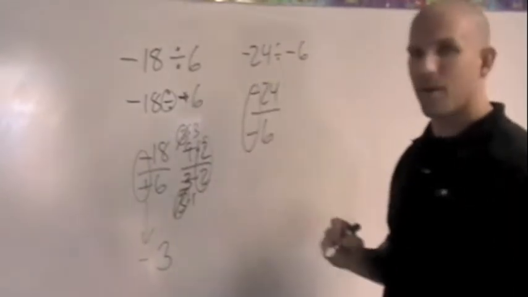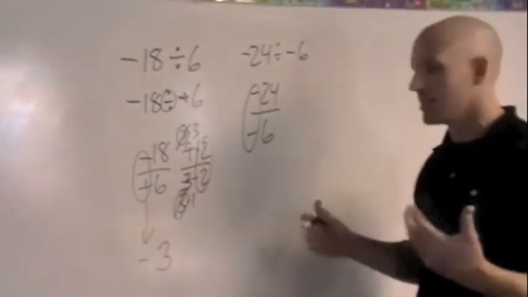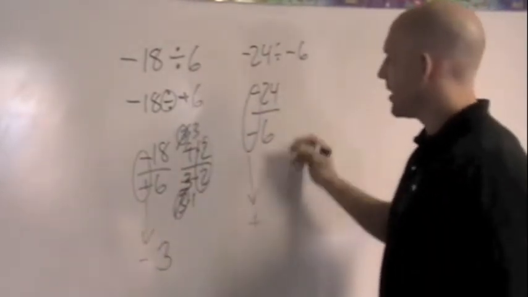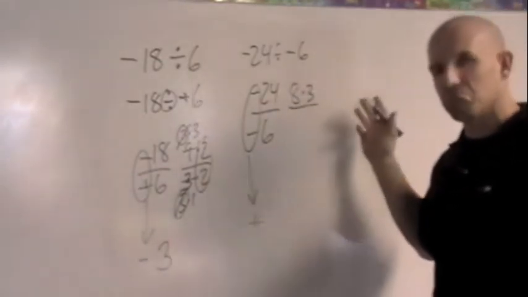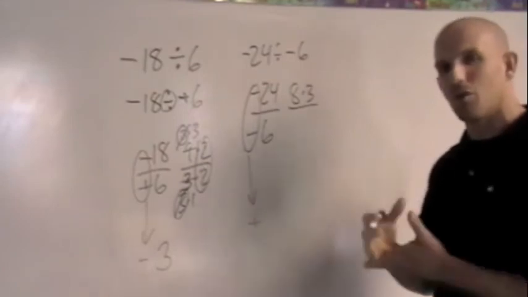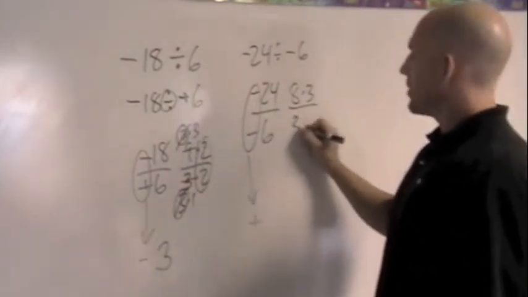I already know one thing about my answer. It's going to be positive. They match. I'm good to go. It's a good day. It's a positive day. Okay? Now, 24 over 6, I could say 8 times 3. Okay? I could use any factors that I know. Don't let that be the problem. Put them down. 6 could be 3 times 2.